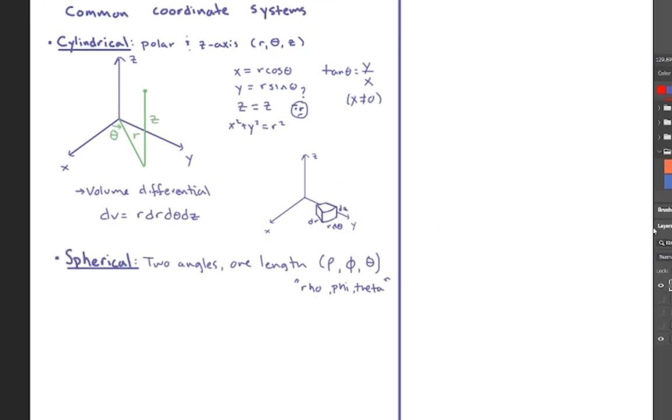Spherical coordinates is different from cylindrical coordinates because it has two angles and one length, whereas cylindrical coordinates had two length coordinates and one angle coordinate. You pronounce this letter rho. There are two acceptable pronunciations of this: you can either say phi or phi. And then we're all familiar with theta.